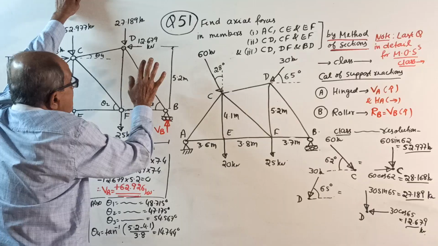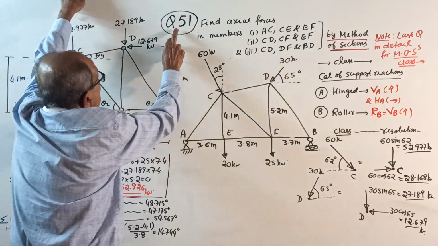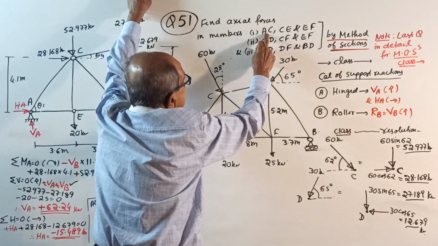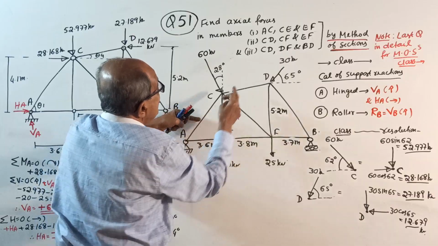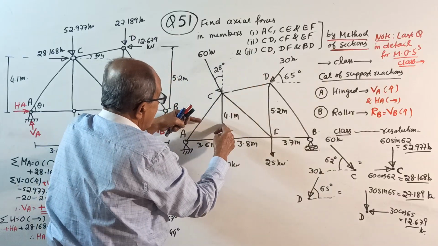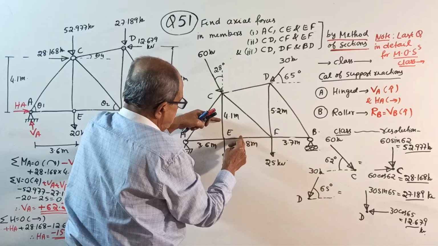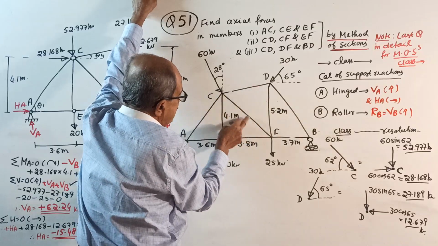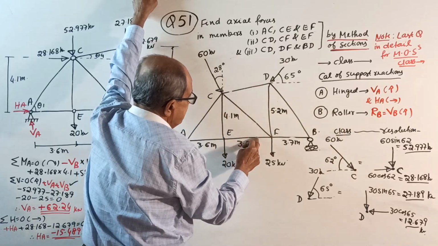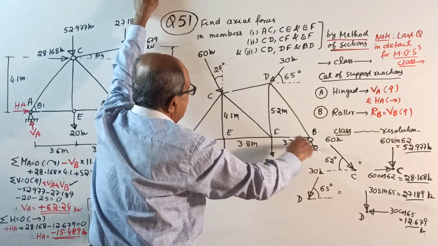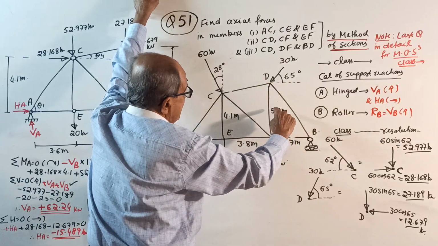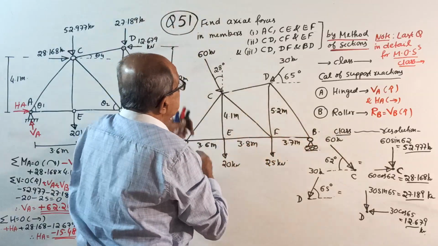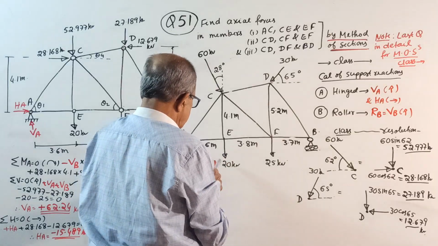See, this time I am writing the question here now. Don't see here. Question 51. Find axial forces in the members AC, CE and EF, one group. CD, CF and EF, second group. One more cut here. CD, DF and BF actually. Okay, it is actually misprinted.